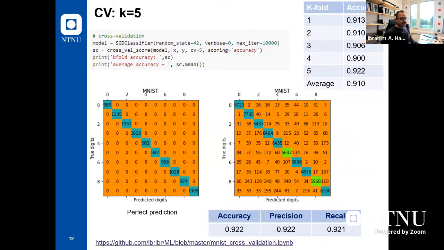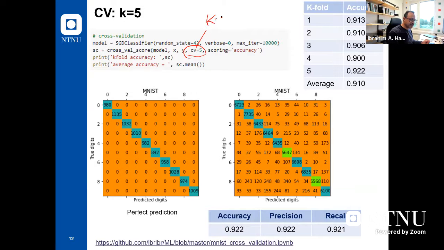In case of cross validation, if you want to use it, you need to define the model. It's the same model which we used last time, SGD classifier, and we will run this model k times, in fact. So we need to select a cross validation factor here. It's k.